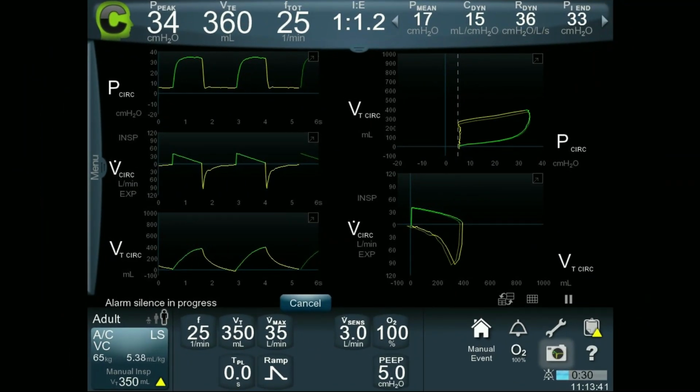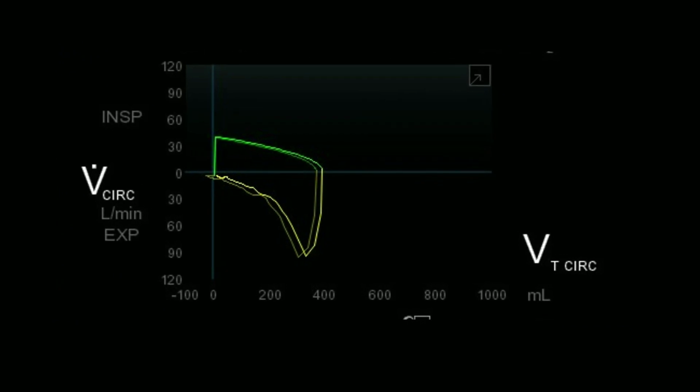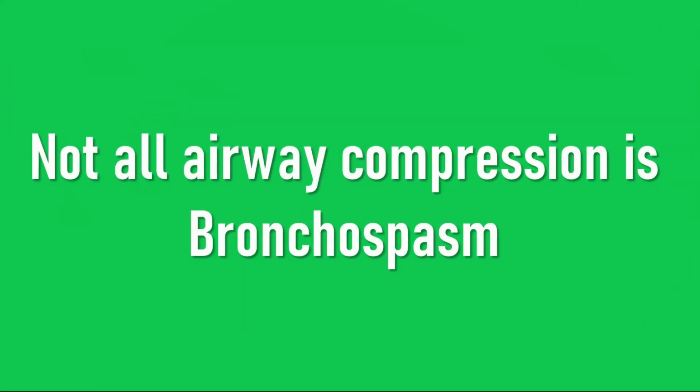But the patient still had a problem on the expiratory limb, and this patient had really poor compliance and poor resistance. I want you to focus on the volume pressure curve. You can see that scooped out expiratory flow waveform. This is indicative of airway obstruction, and this patient became very, very wheezy once we diuresed them, and we gave them a lot of bronchodilators, and it eventually resolved. It's important to understand, though, that not all airway compression is bronchospasm.